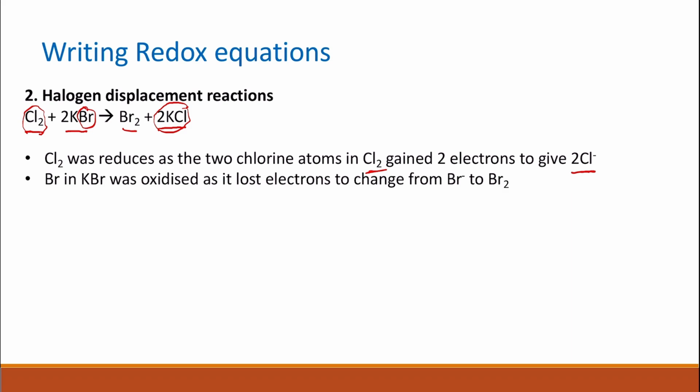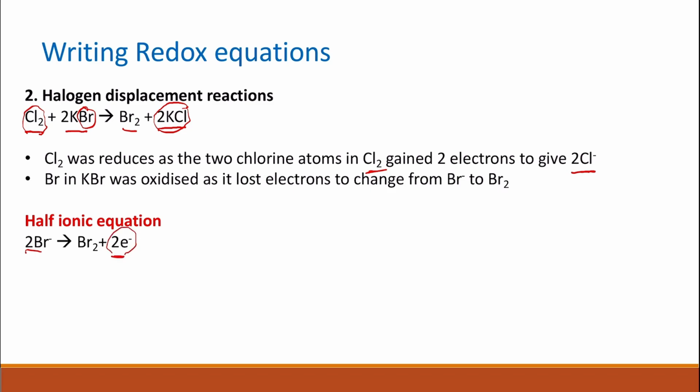So this is the oxidation. Oxidation and reduction took place at the same time. One is oxidized and the other was reduced, and this is a redox reaction. The half ionic equation, we will write it in the same way. So we have two bromide ions will give you bromine and will lose two electrons.